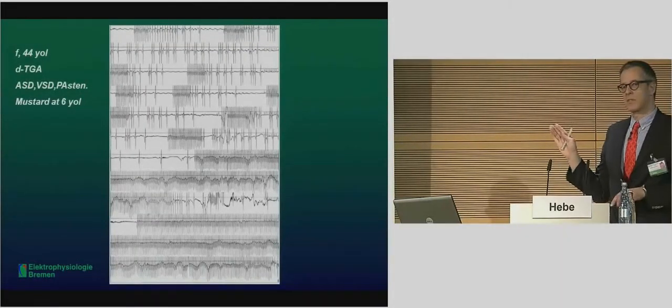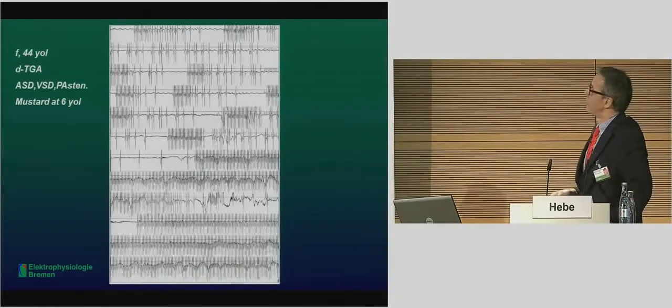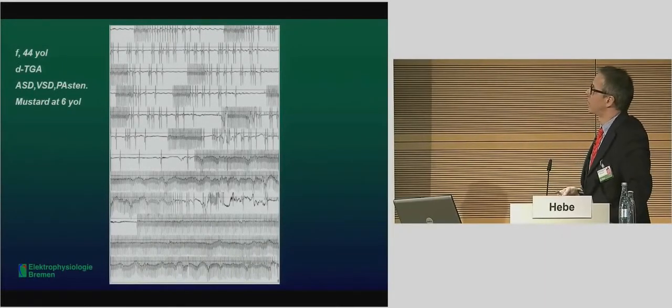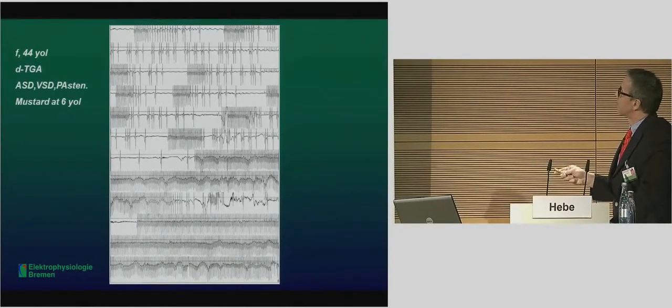And this is not only what we see in the electrophysiologic setting, this is even in the clinical world. When we look at these patients, this is just an excerpt from the Holter monitoring of a 44-year-old patient with a Mustard procedure, classical transposition of the great arteries. Don't try to analyze what's going on here, but I think everybody can see that there is a neighborhood of bradycardia and tachycardia going on.